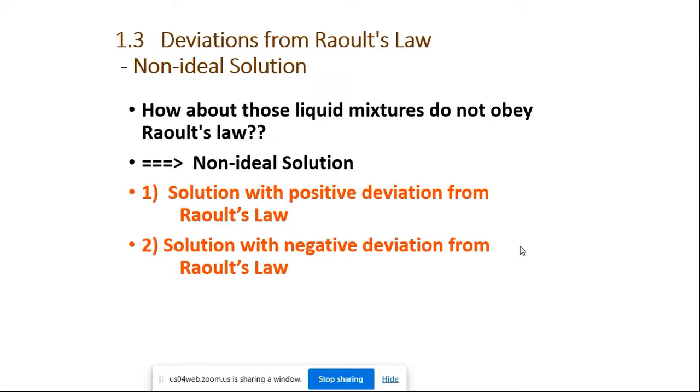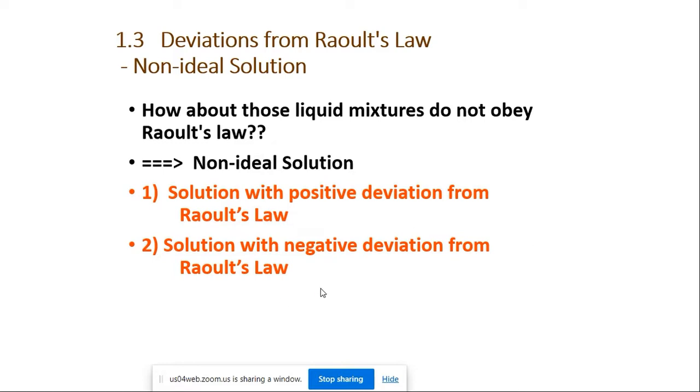For non-ideal solutions, the solution shows some deviations. Only if you want to use Raoult's law, you have to find out whether the solution is ideal. If it is ideal, then Raoult's law is applicable. But if there are deviations from Raoult's law, you need to find another way. So what about mixtures that do not obey Raoult's law? It may be a solution with positive deviation or negative deviation.